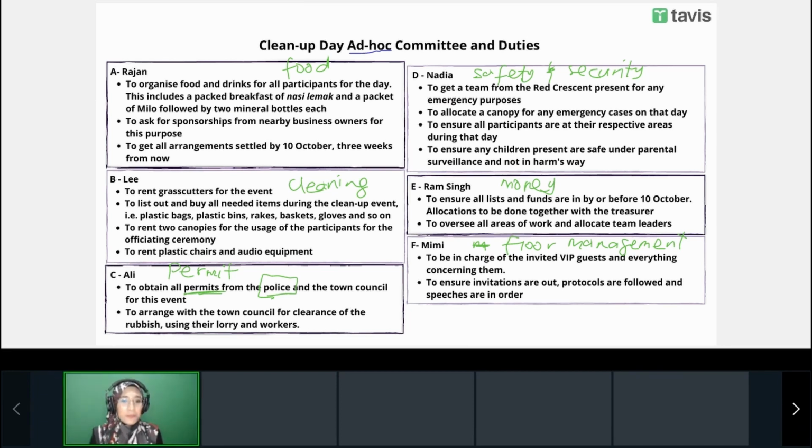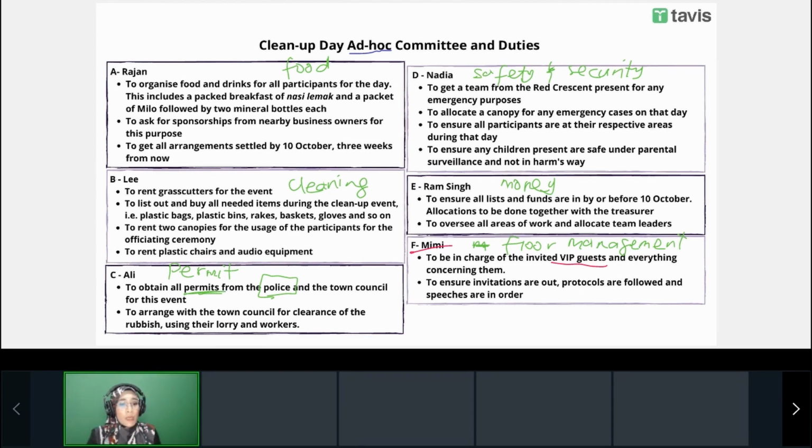Okay, so now we can see who is doing what, right? We now know that Mimi is in charge of the VIP guests, and everything concerning them. She has to make sure that invitations are out, protocols are followed, and speeches are in order.